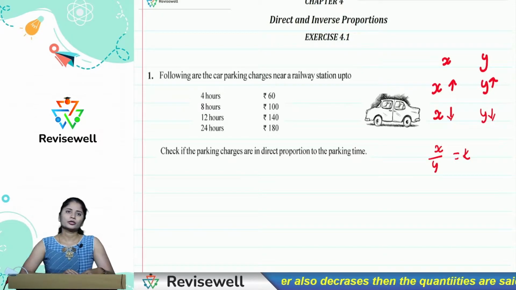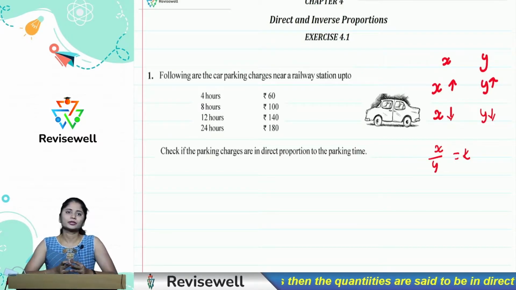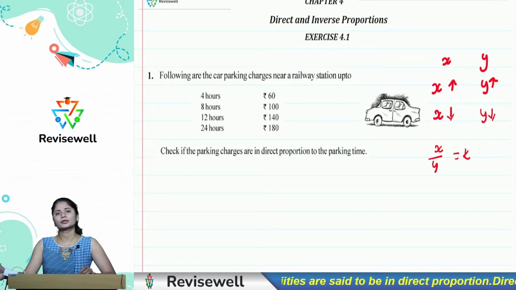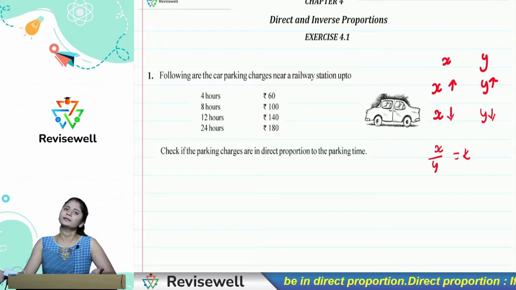In order to check whether they are in direct proportion, you need to just find the ratio of the one quantity by the other quantity. If the ratio remains the same throughout the question, then they are said to be in proportion, else they are not said to be in proportion.